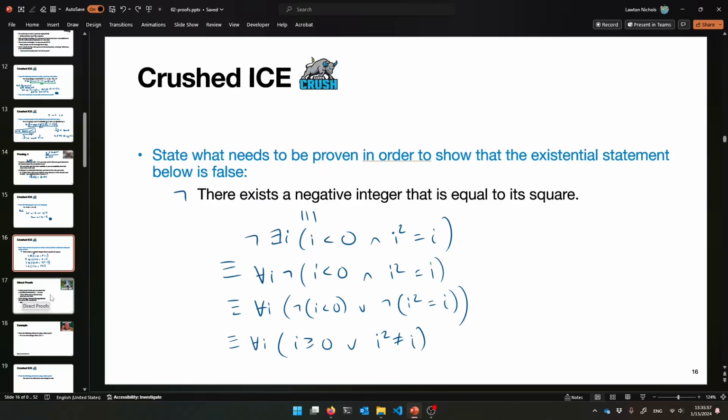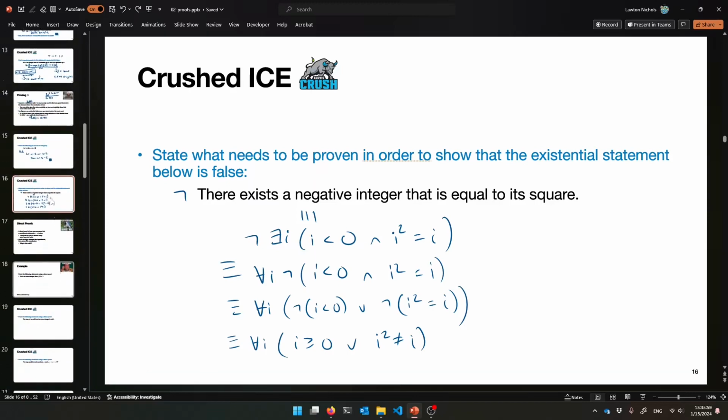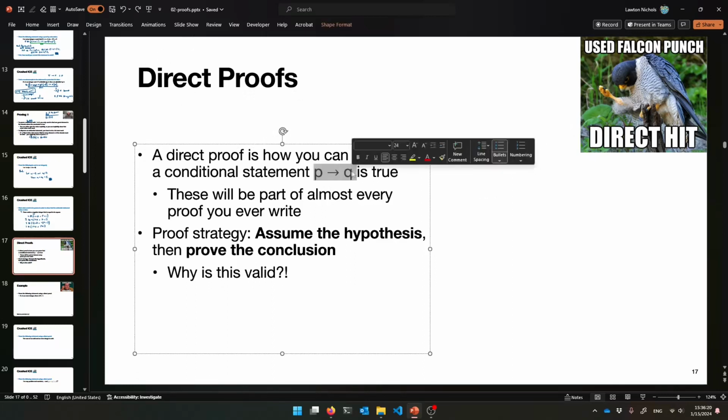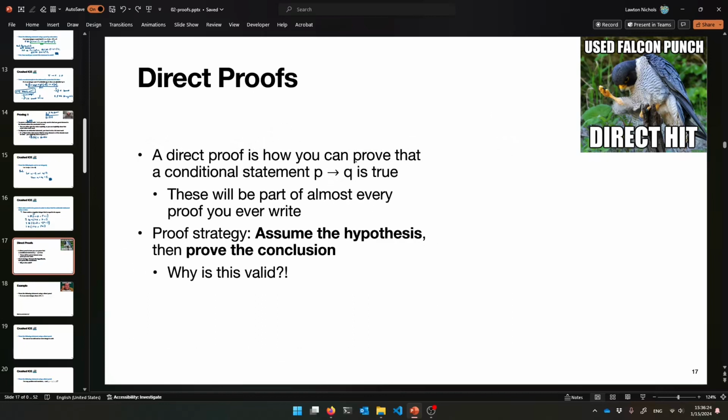All right. So that brings us to the standard way of proving a for all. Usually you're going to use a direct proof to prove a for all, because it's most likely going to have an implication in it. A direct proof is a way to prove that a conditional is true. Usually there's some quantifier at the end of it as well, but you have a conditional at the end of the day. That's how you can prove that a conditional statement P implies Q is true.